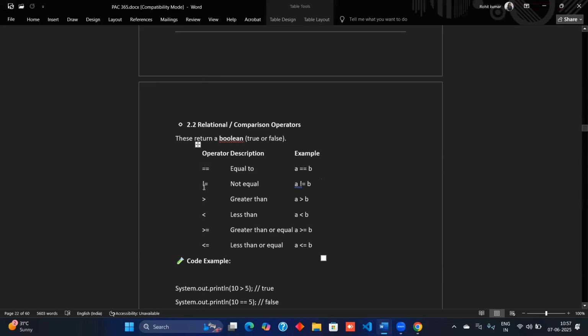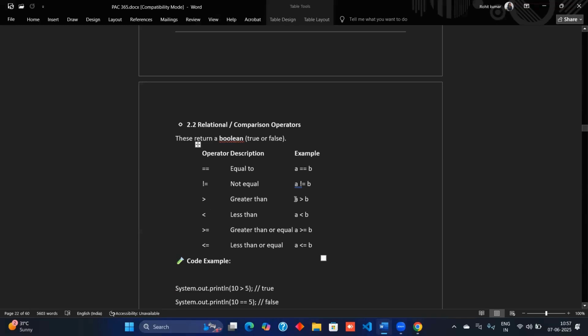Now exclamation equals to. This stands for not equal to. Whatever the values of one variable and another variable are, when they are compared, it will show the comparison. If they are not equal, it will show that they are not equal, and if they are equal, it will show that they are equal. Now coming to greater than, a comparison between a and b.